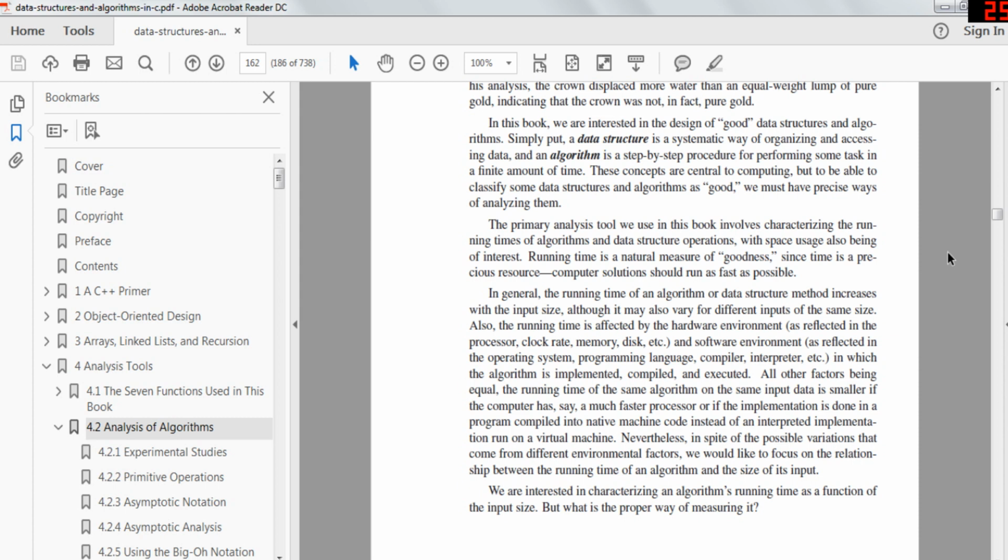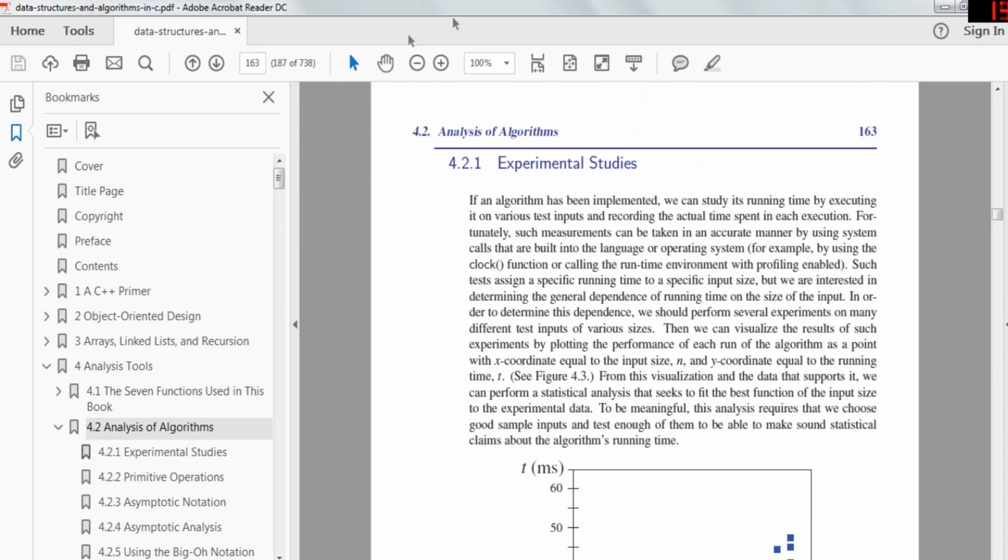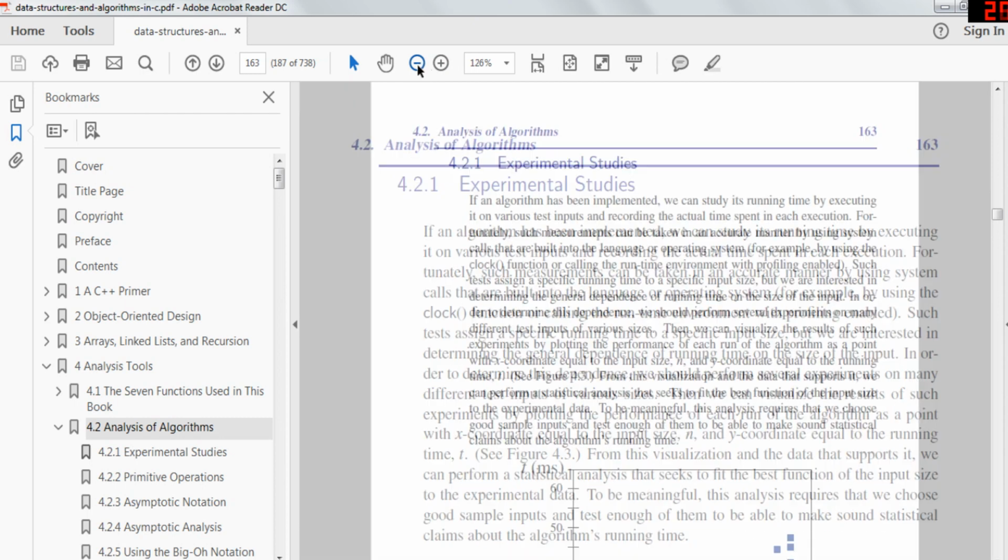Nevertheless, in spite of the variations in environmental factors, such as the machine and how fast the processor is, we would like to focus on the relationship between the running time of an algorithm and the size of its input. So we are interested in characterizing an algorithm's running time as a function of the input size. But what is a proper way of measuring it?